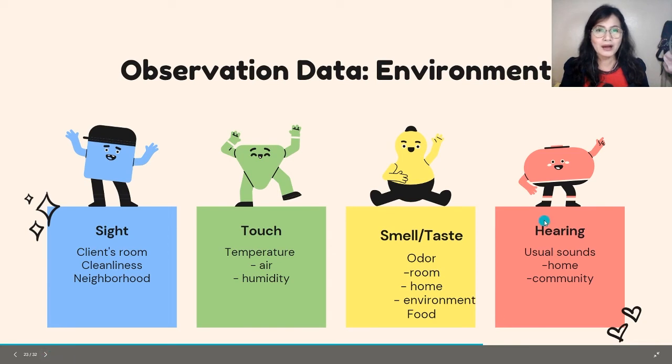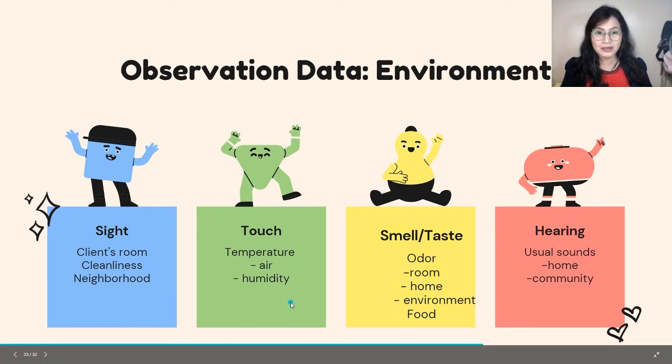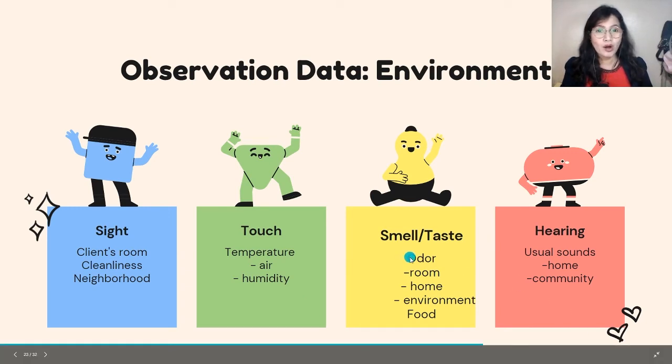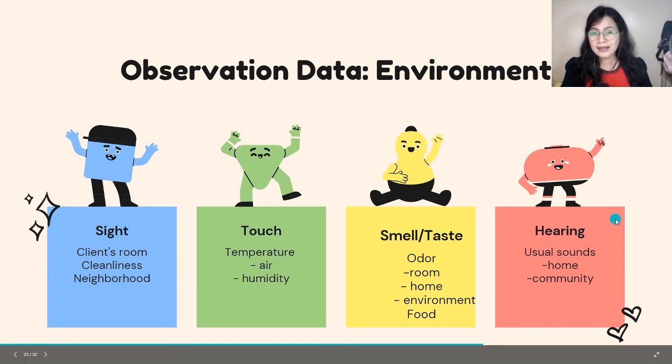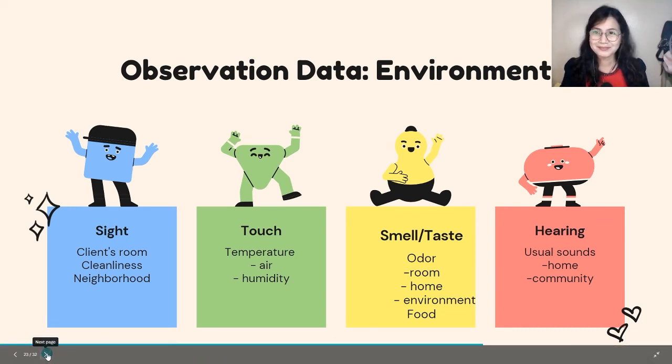And here we have observation data as to the environment. For sight, take note of the client's room, its cleanliness, and neighborhood. For touch, take note of the temperature, for example, air and humidity. For smell or taste, you have the odor of the room, home, environment, and food. For hearing, usual sounds that you can hear at home or in the community.